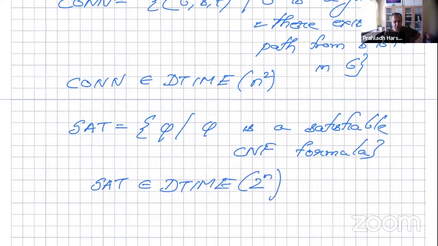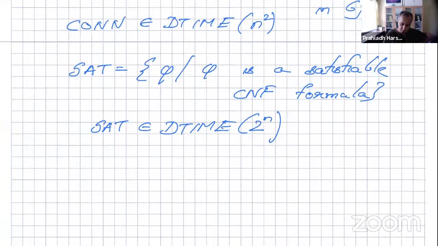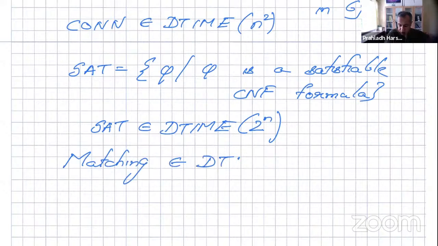And this is not something which you would consider efficient. And on this sort of discrimination, you would have seen in an algorithms class that matching is also in, actually I don't recall the exponent for it, it's in DTIME(n^c) for some constant c.